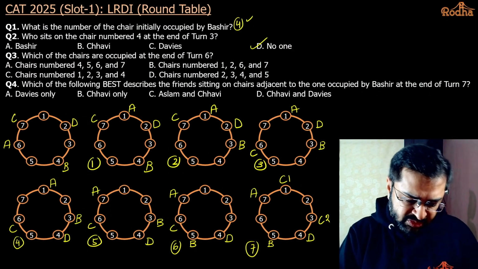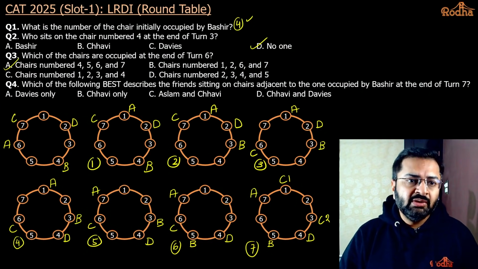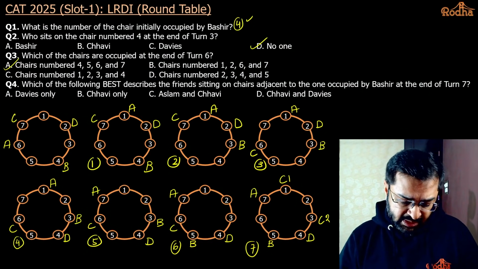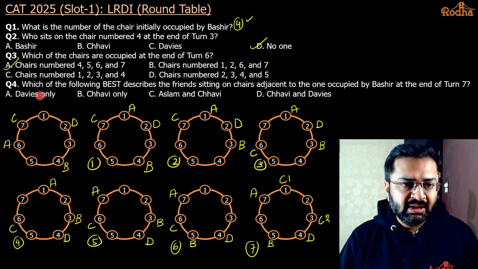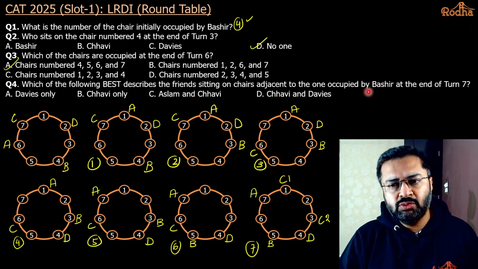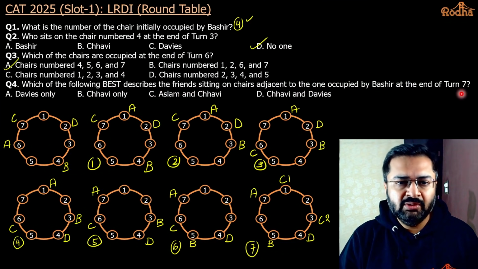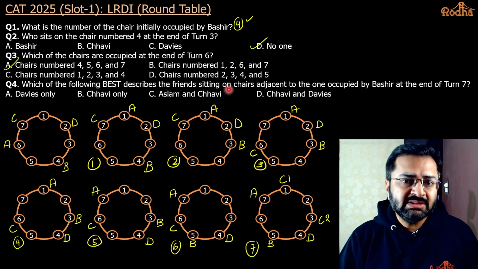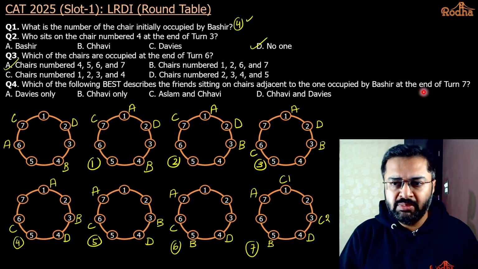So once we have done it like that, we can just answer it very quickly, and there's absolutely no scope of getting anything incorrect. Just the last question now. Which of the following best describes the friends sitting on the chairs adjacent to the one occupied by B at the end of turn 7? Friends sitting adjacent to the one occupied by B at the end of turn 7.